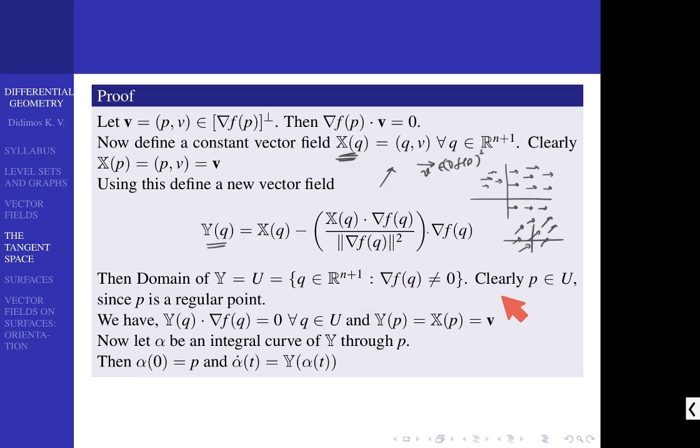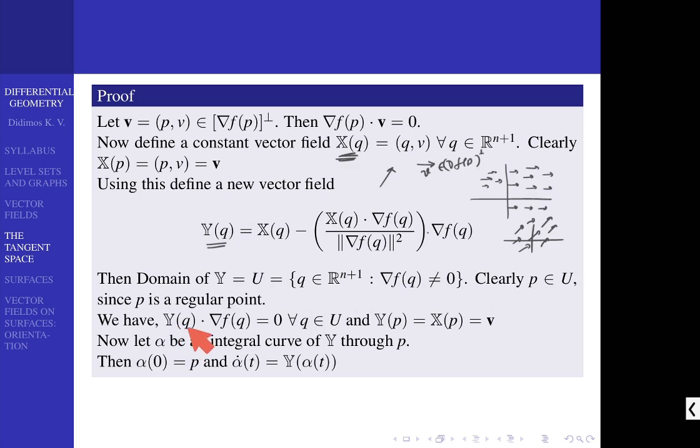Clearly p belongs to U, because we know that p is a regular point, hence del f at p is always non-zero. So p belongs to this U. This U is the domain of this vector field Y and contains the point p.